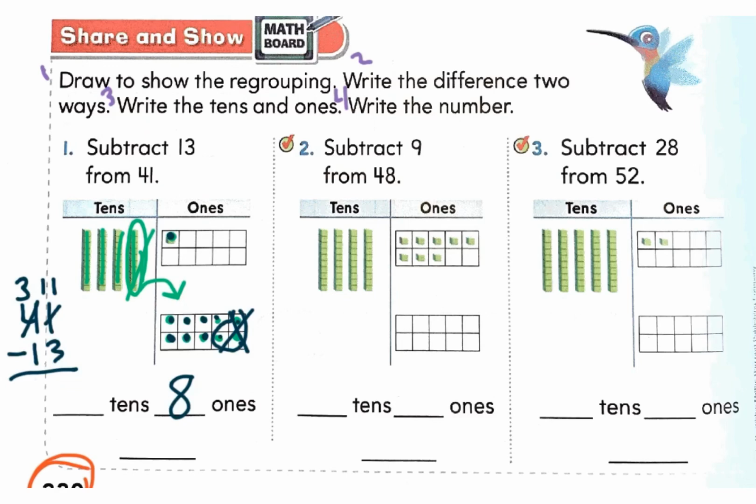How many 10s do we have left? Well, don't forget we didn't subtract our 10s, right? So we still need to take 1 10 away from 3 10s. Let me use a different color so you can actually see that. We have 2 10s left. 2 10s and 8 ones is the same value as 28.